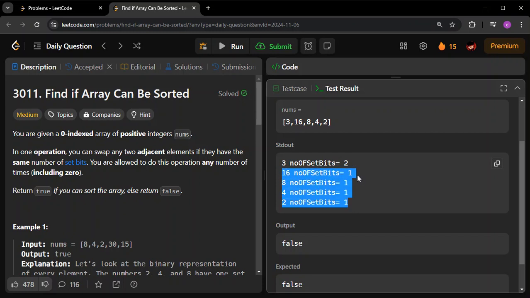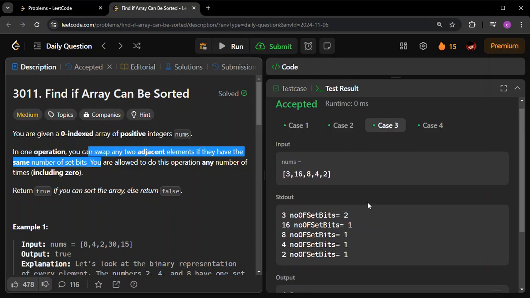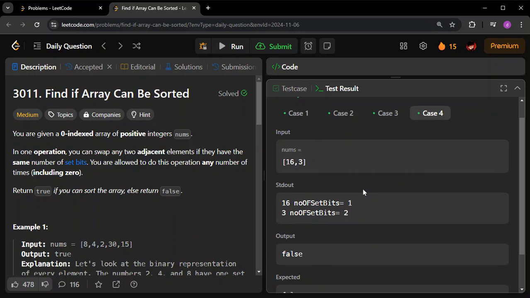So you can make 2 here, okay? Instead of 16, 2 can come here, but still 3 and 2 cannot be swapped because the number of set bits are different in them, okay? But for swapping you should have the same number of set bits. For that reason the answer is false here. Okay, let's go to the fourth case.